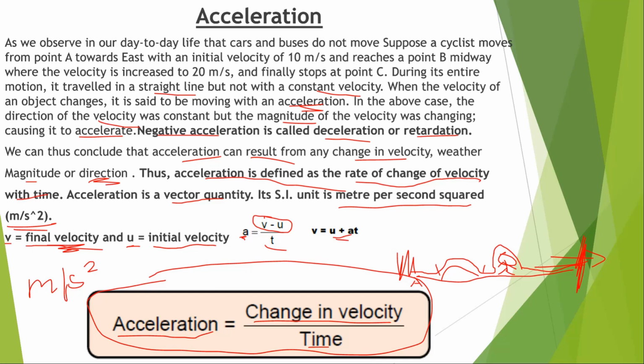Now I told you I would explain how this SI unit came. If we take this formula, change in velocity, the velocity unit is meters per second, and for time the unit is second. So if you see, there are two seconds. So if you cancel this, we get meters per second squared. This is how we get the SI unit.